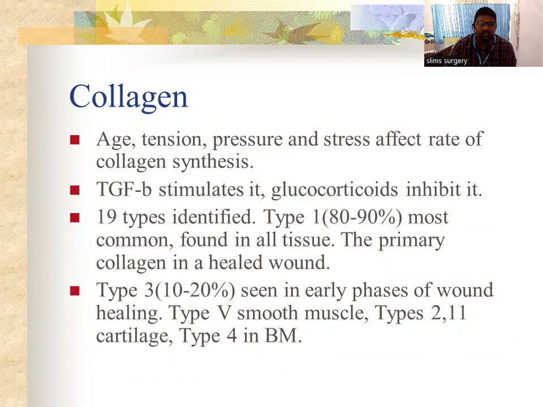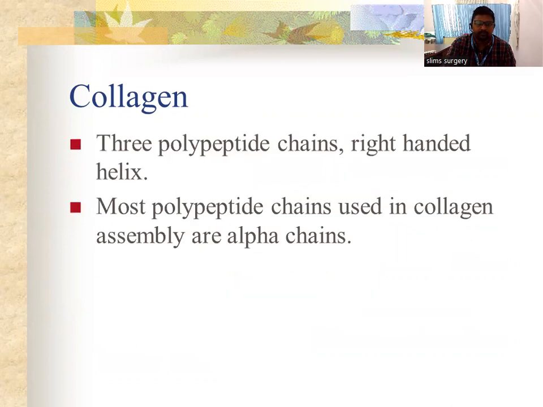On the other hand, 19 types are identified. Type 1 collagen is the most common, found in all tissue, and is the primary collagen in the healed wound. Type 3 is in the early phases of the wound. Type 5 is in smooth muscle, types 2 and 11 in cartilage, and type 4 in the basement membrane.